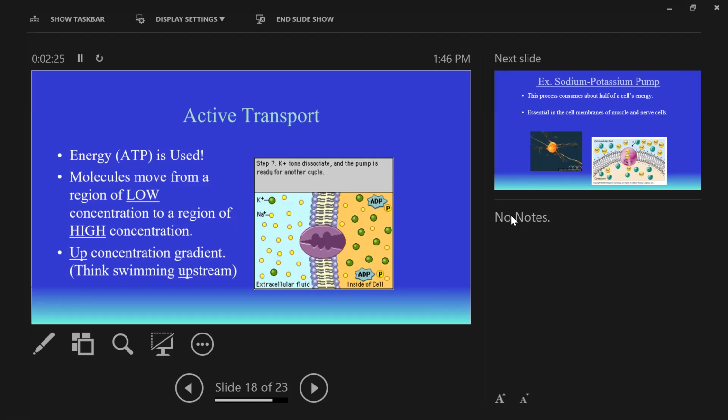This is going to be up the concentration gradient. So if you think about being low and then going to high, that is up the concentration gradient. And think of swimming upstream. That just means think about how much more difficult it would be to swim upstream. It's going to take energy.